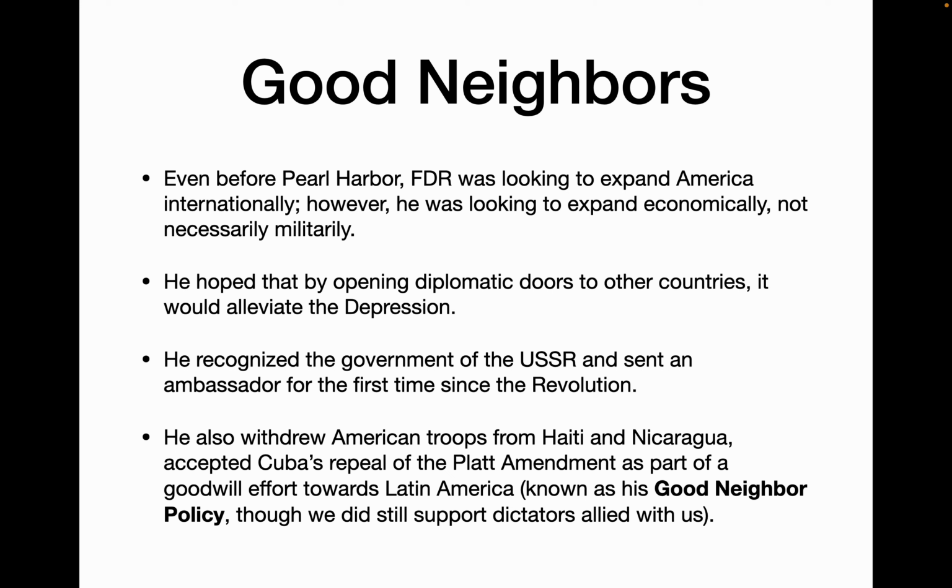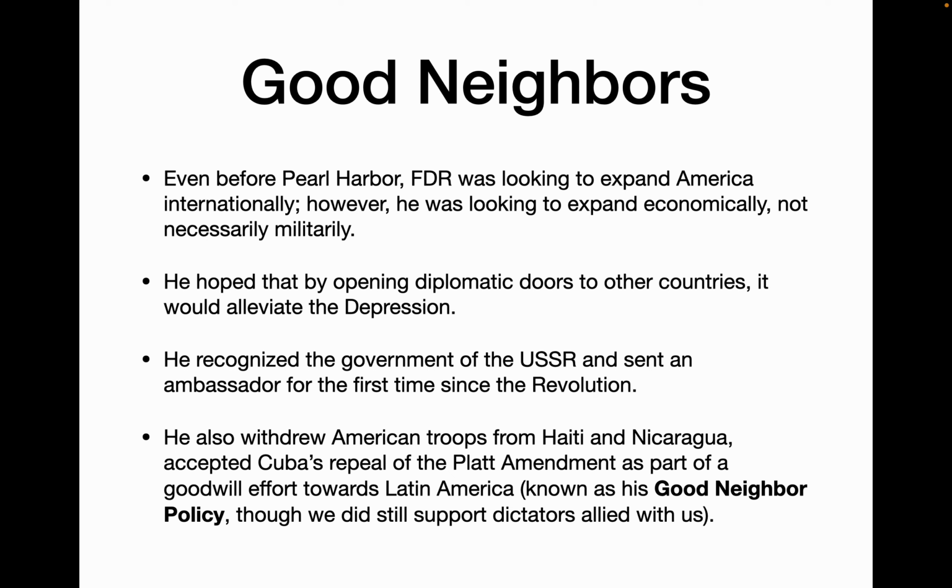However, he was thinking in terms of the Great Depression and trying to end it. He thought that if we could get sort of trading with other countries in the Western Hemisphere, that it would be good for us, good for America. And so this is a lot less of a Teddy Roosevelt big stick sort of diplomacy, and more like, let's get rid of some of that.